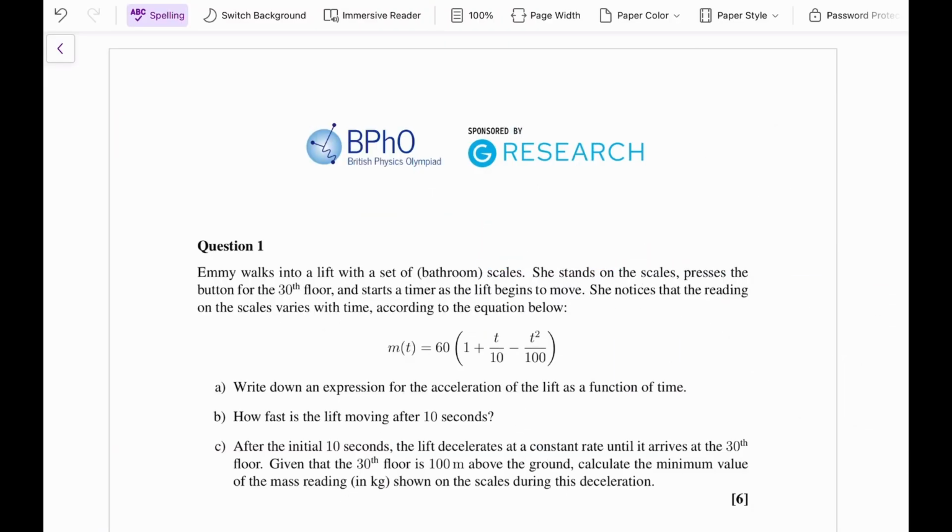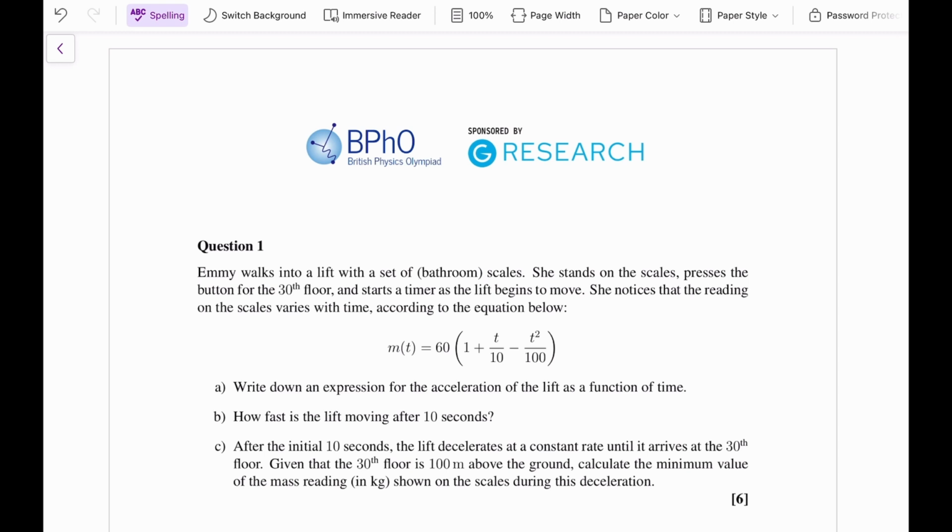In this video, we're going to look at two questions on gravitational forces. So, first of all, question one says, Emmy walks into a lift with a set of bathroom scales. She stands on the scales, presses the button for the 30th floor, and starts a timer. As the lift begins to move, she notices that the reading on the scale varies with time, according to the equation below.